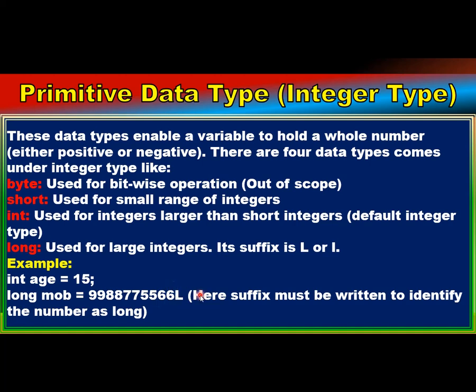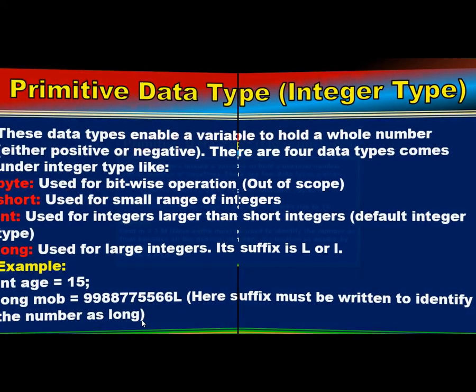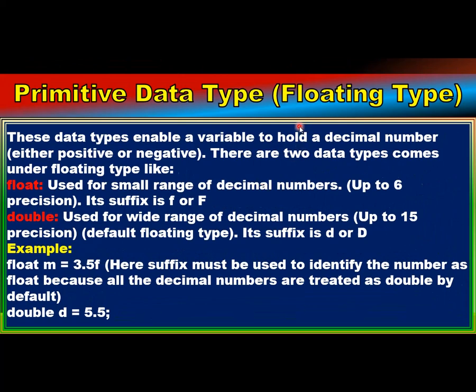So here L must be written to identify the number as long, because all the integer numbers are treated as an int in Java. So if you want to write a number with long, then you have to write a suffix capital L or small l. Next is floating type. So these data types enable a variable to hold a decimal number, both positive and negative.